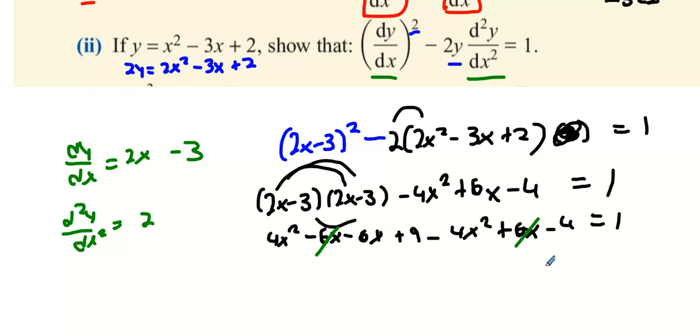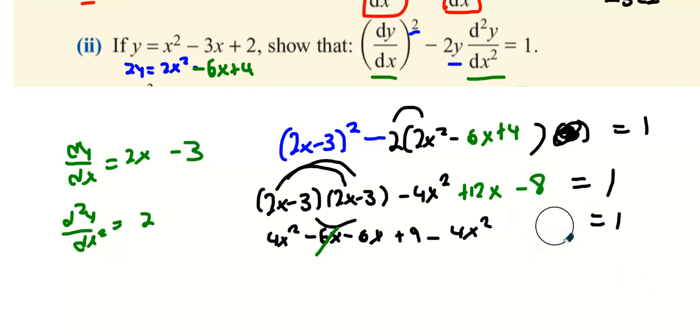Now what else are we looking for here? Oh, I made a mistake with 2y. Sorry guys, I made a mistake there. That should be minus 6x plus 4. That's my fault. So this should be minus 6x plus 4. Which makes this whole thing plus 12x. So 2 times 2x squared is 4x squared. Minus 2 times minus 6 is plus 12x. And minus 2 times minus 4 is minus 8. So that's my bad there. So just fix that up a bit more.